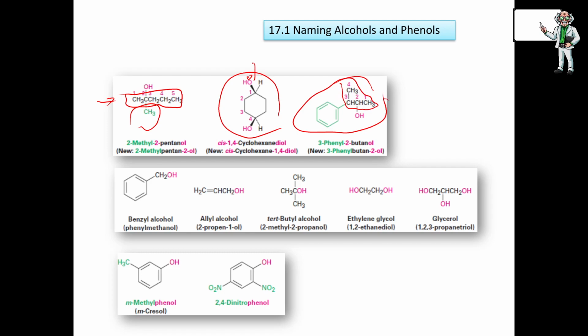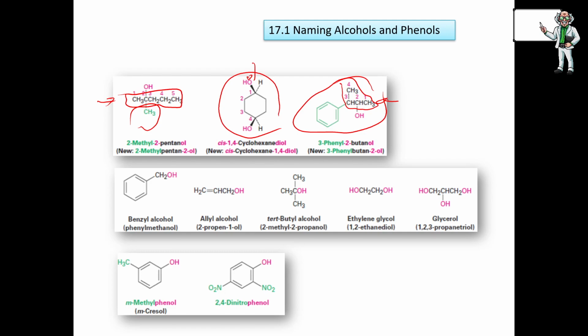And I start numbering from here because then the alcohol is position 2. If I start from the other side, it will be position 4. Again, this is 4 carbons, that means butane, and the alcohol is in position 2. That means that it will be butan-2-ol. Okay?